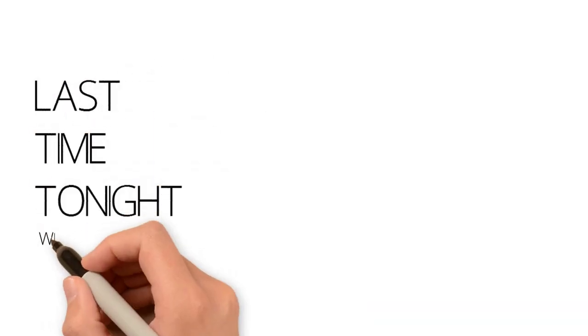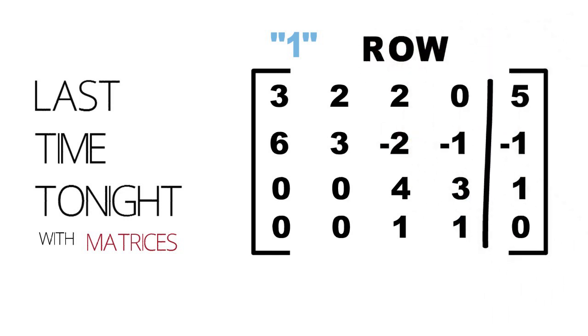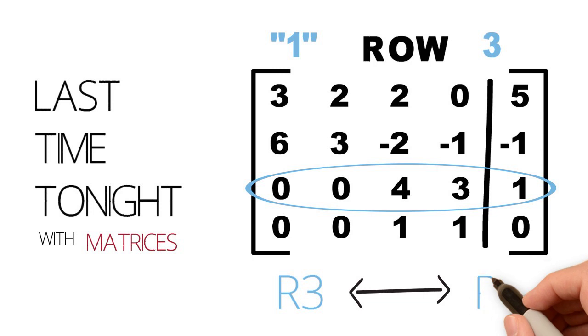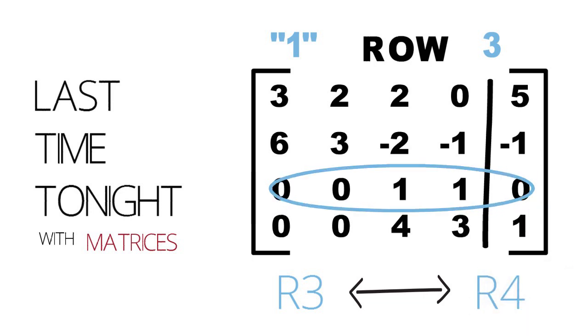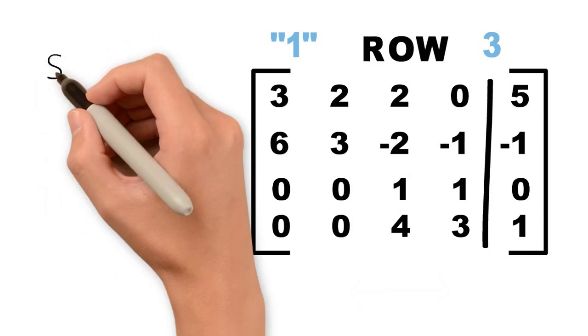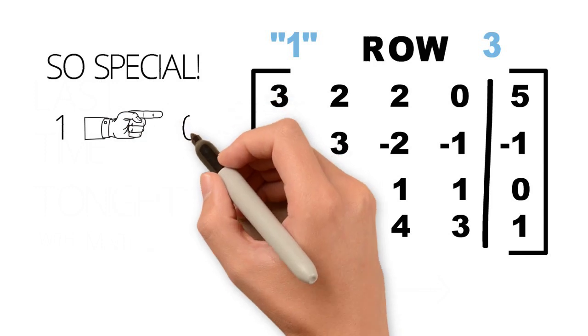Last video, we started with this fancy matrix you see right here, and we talked about how you can "won" row 3. When we wonned row 3, here's what we did, and here's the new matrix that we ended up getting. Once you have wonned a row, you end up with a 1 in a very special spot. And the cool thing about ones, as you may recall, is that you can use them to make zeros.